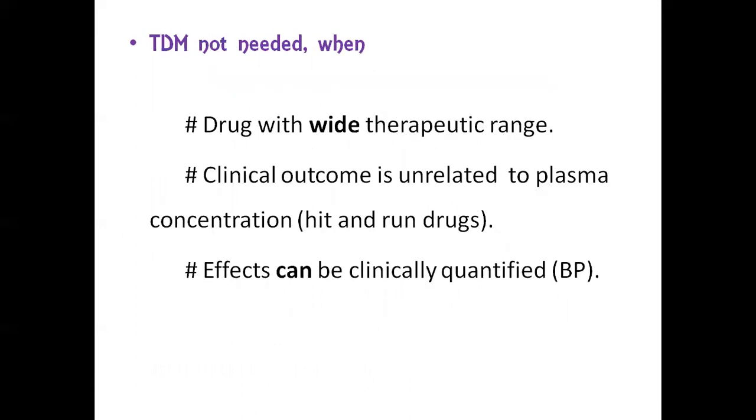Next, when TDM is not needed: if it is a drug with a wide therapeutic range. Wide therapeutic range means it's a safer drug, so there is no need to monitor. Next, unrelated: if the clinical effect is unrelated to the concentration, like hit and run drugs. What are hit and run drugs? Like pantoprazole we are giving for ulcer. If we give it within one day, it will come, act and go.